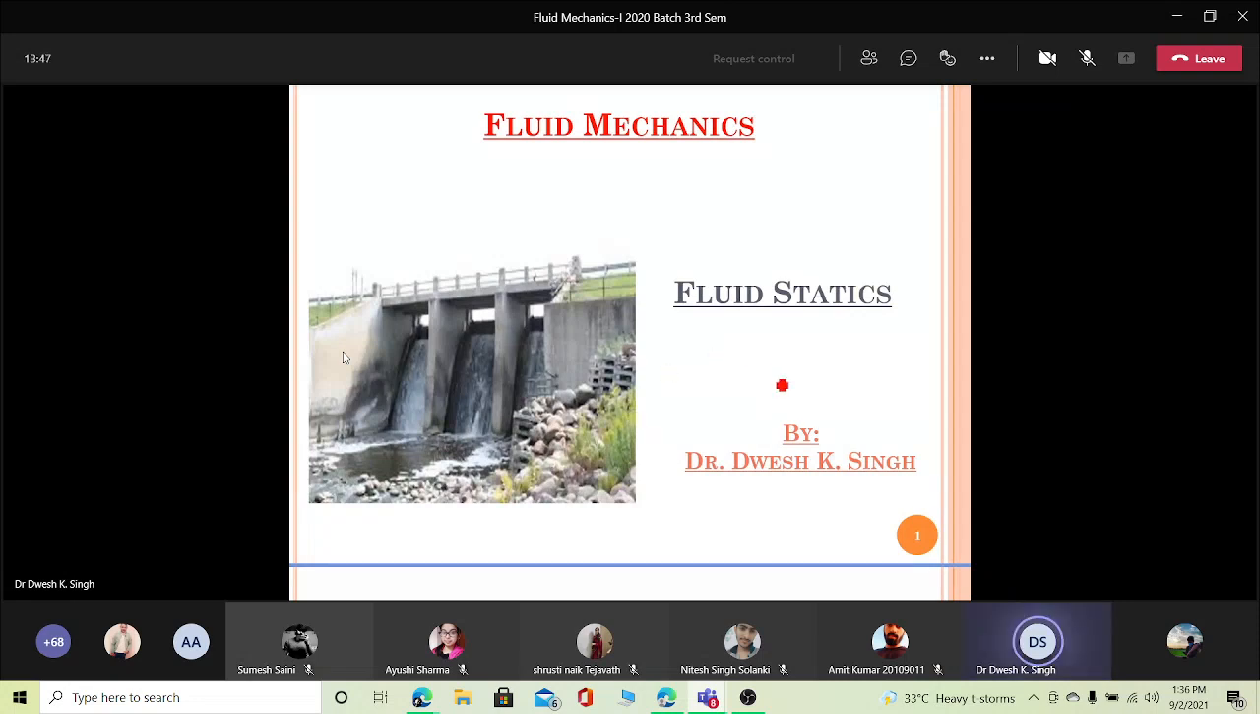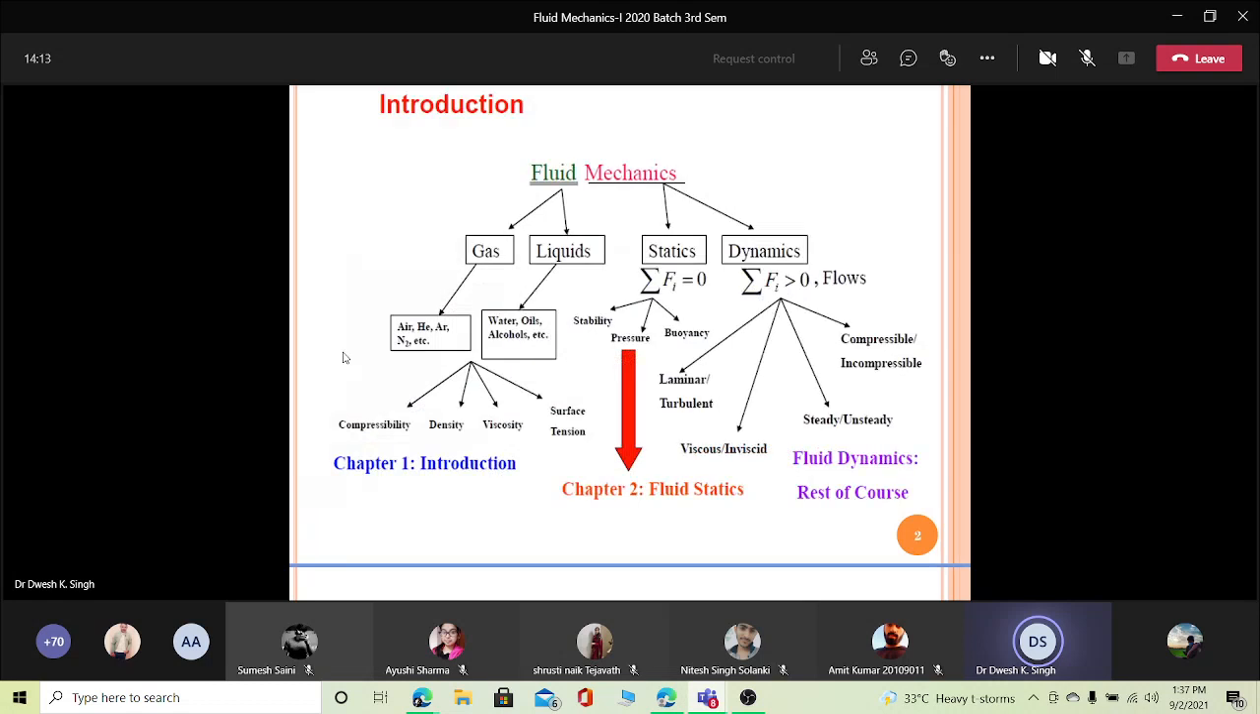So let me start this second chapter, which is based on fluid statics, the very first part of the mechanics, that is statics, the statics of the fluid. And as I told you, fluid mechanics contains three parts: statics, kinematics and dynamics. So this is our first part, statics. Let us start this now.